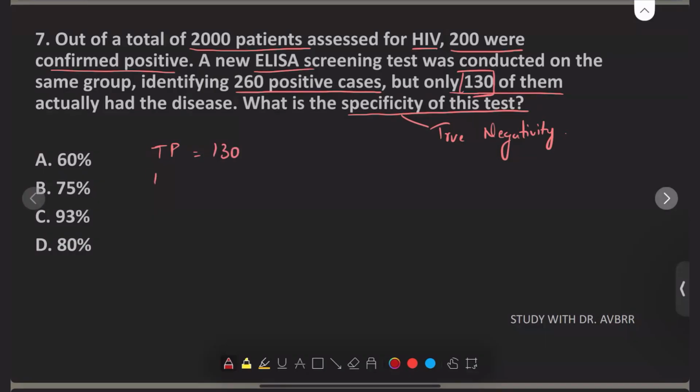And true negative, truly negative. So they identified 260 positive cases out of 2,000, according to the ELISA screening test. But the rest of them were all given a negative, so they were truly negative. So we'll just subtract: 2,000 minus 260, and we'll have the value of 1,740. So the true negative value is 1,740. Next, false positive.